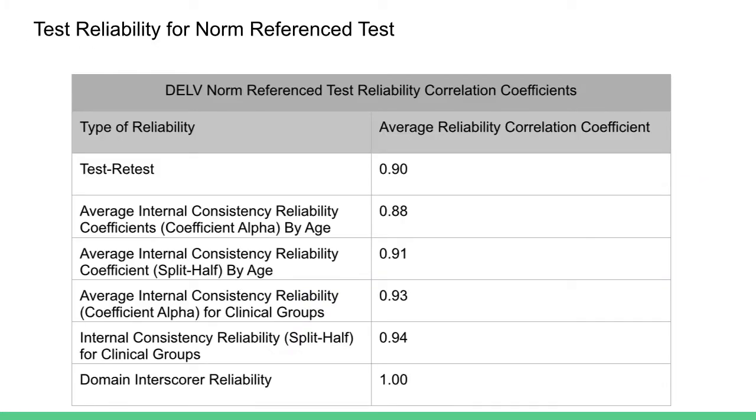Many types of reliability were examined closely for the DELV norm-referenced assessment. None of the different types had an average reliability correlation coefficient that was below 0.88. As a result, this test is deemed reliable.